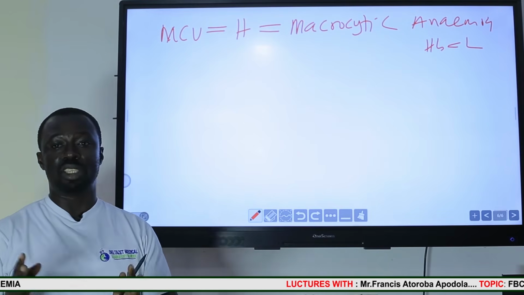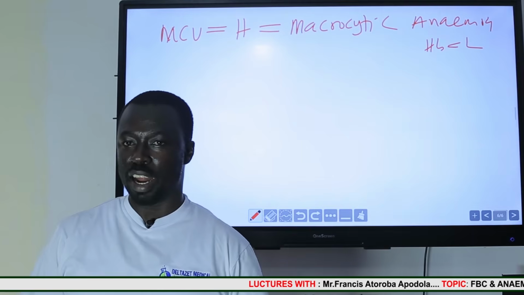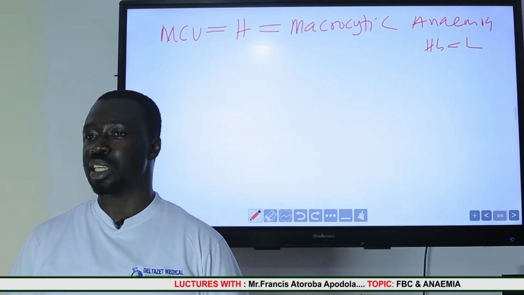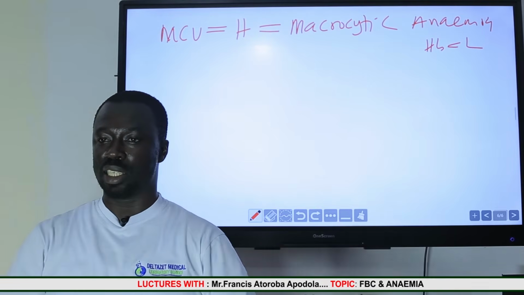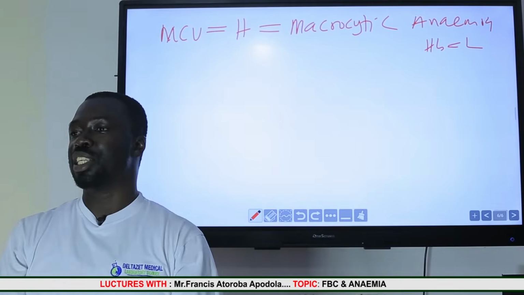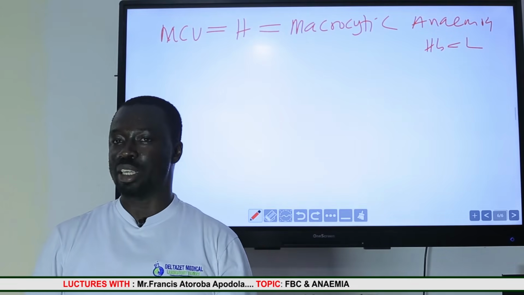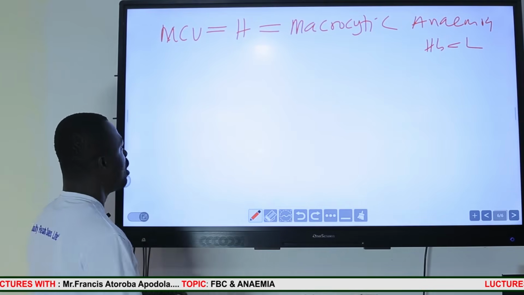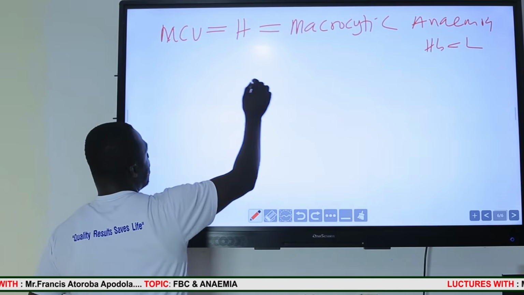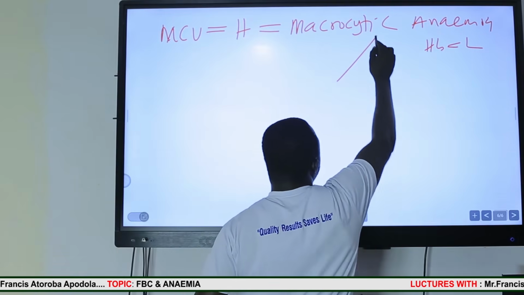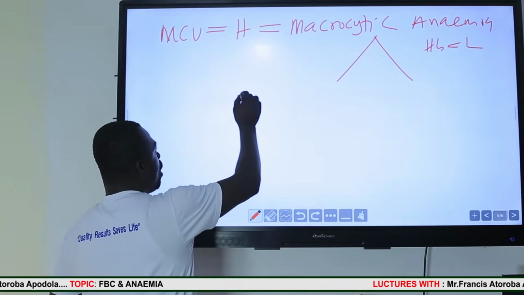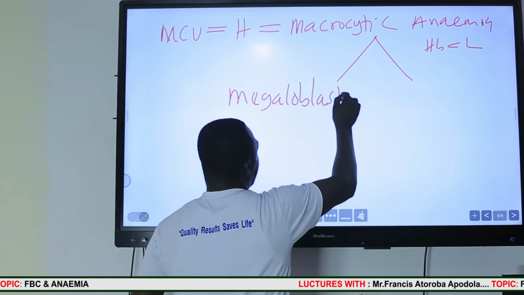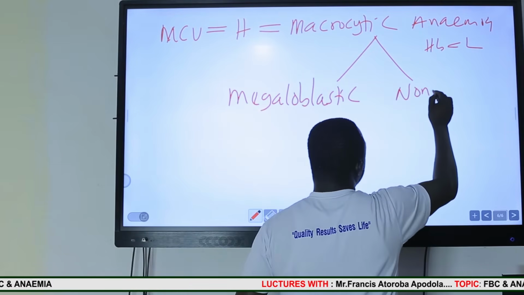Once there is macrocytic anemia, we also want to find out the possible causes of macrocytic anemia. Typically what it means is that the red blood cell sizes are bigger or larger than normal. So we want to establish the possible causes of larger than normal RBCs. So basically there are two types of macrocytic anemia. We have megaloblastic anemia, and non-megaloblastic anemia.